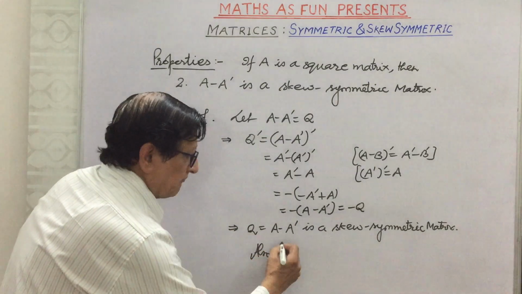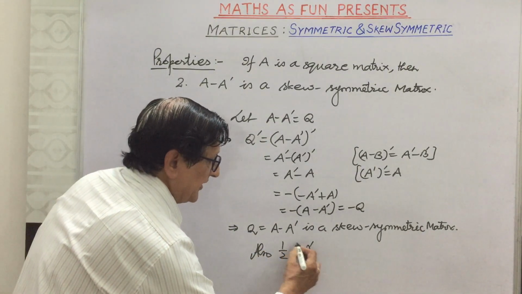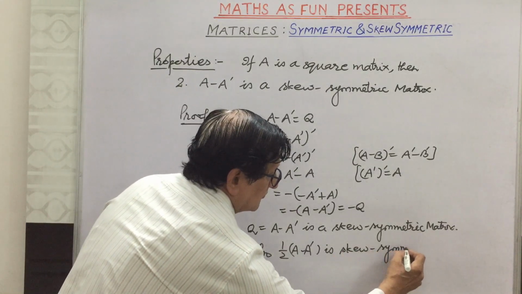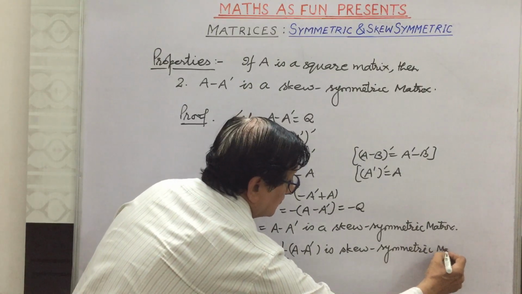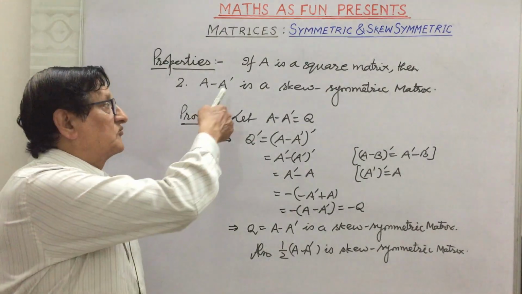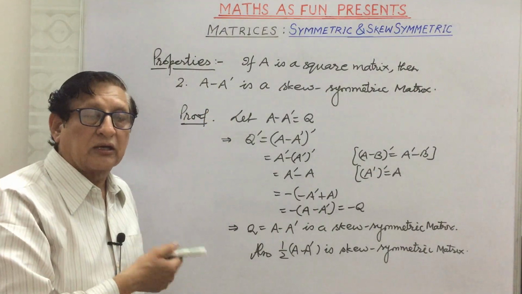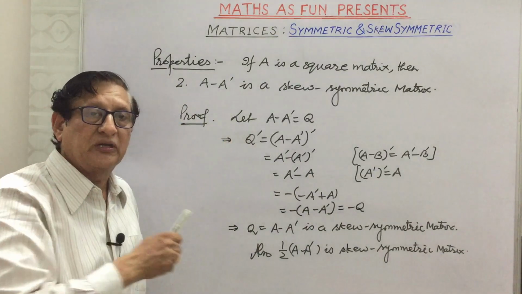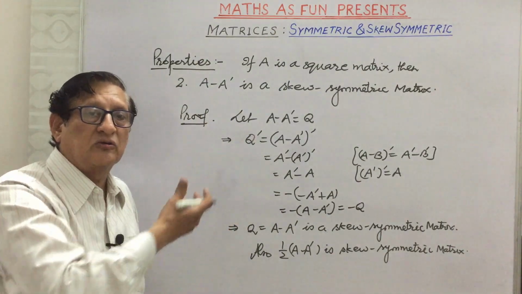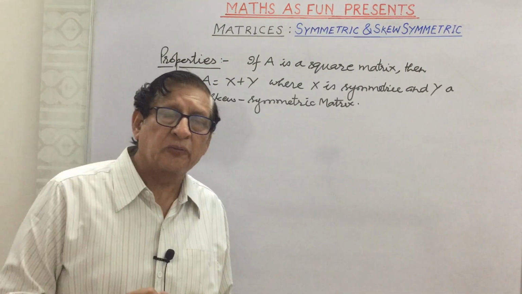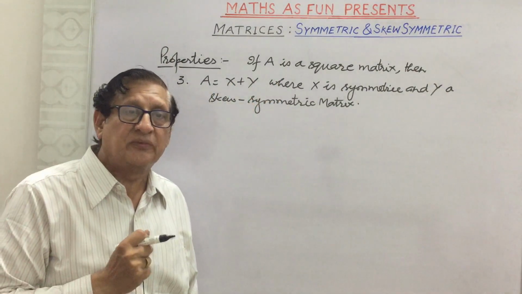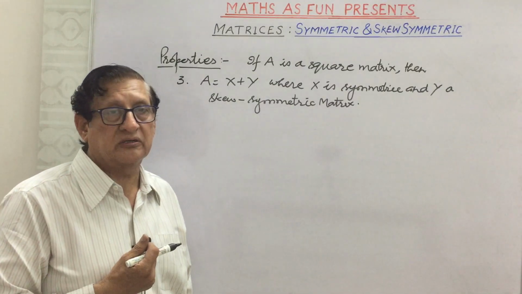Also we can say that half of A minus A dash is skew symmetric. The same problems for property of theorem number 1 and 2 can be asked to you when A is given in the numerical form. You have to find the transpose of it and then we can prove that it is symmetric or skew symmetric. The third property is that a square matrix A can be represented as the sum of a symmetric and a skew symmetric matrix.